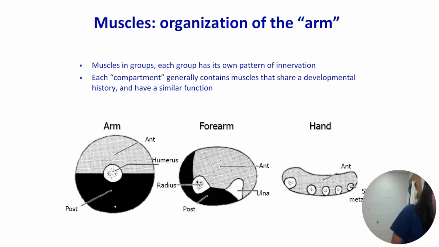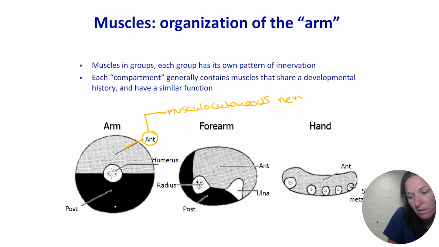So for example, if we're talking about the anterior arm, all of the muscles in the anterior arm are innervated by musculocutaneous. So instead of having to memorize biceps, musculocutaneous, coracobrachialis, musculocutaneous, right? If we know that the anterior compartment of the arm, all of the muscles are innervated by musculocutaneous nerve.